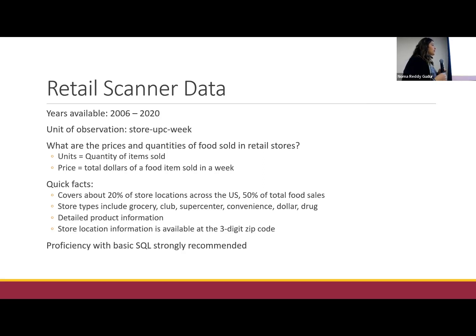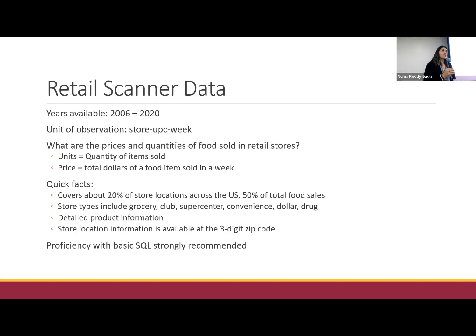We have available the data from 2006 to 2020, and 2021. Every year the data comes out about a 2-year lag or so, so we'll be getting the 2021 data probably in the beginning of 23. The unit of observation is the store UPC week level. And we're looking at units, meaning the quantity of items sold, and then the price, meaning the total dollars of the food, in my case, food item, but really it's any item sold in a week.